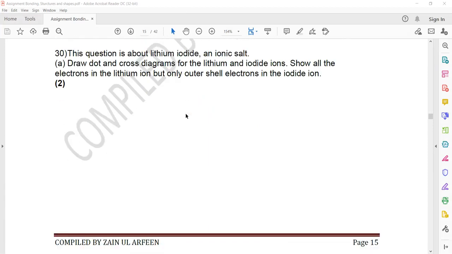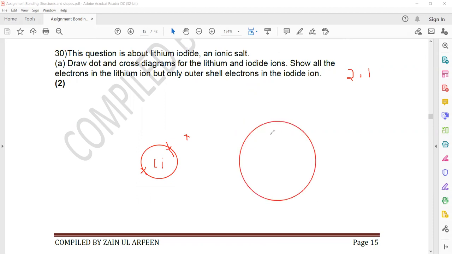In question 30, this question is about lithium iodide, an ionic salt. Draw a dot and cross diagram to show lithium and iodide ions. Lithium's electronic configuration is 2,1. So it will lose the outer shell electron, so it will be +1. And the iodide ion takes one electron. It belongs to group 7. So 7 are already there and one it takes from lithium, so it will form an iodide ion.